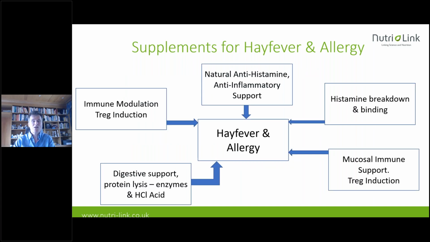Very important. So here's the model looking at what to consider for hay fever and allergy. We've got immune modulation on the left-hand side with T regulation induction. So we have the balanced Th1, Th2 response. We also want a natural antihistamine. It's really palliative, support and reduce inflammation. Remember, the allergic responses trigger the inflammasome activity. You want to reduce that.